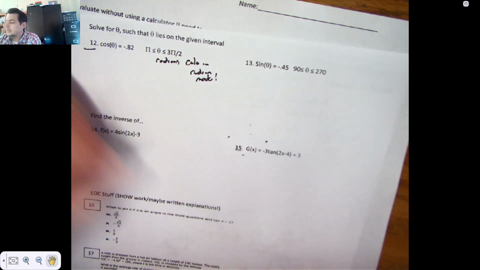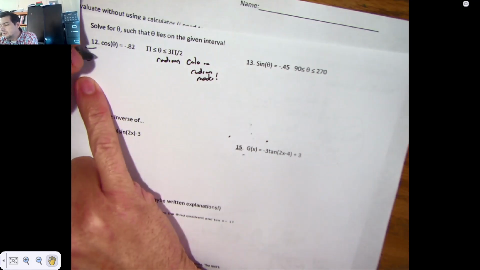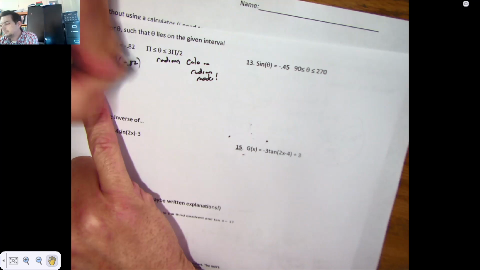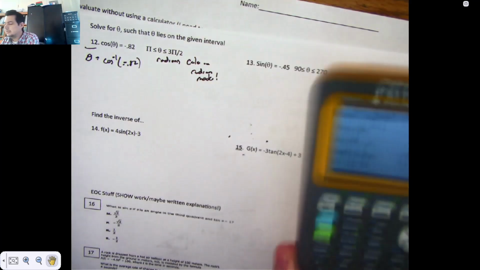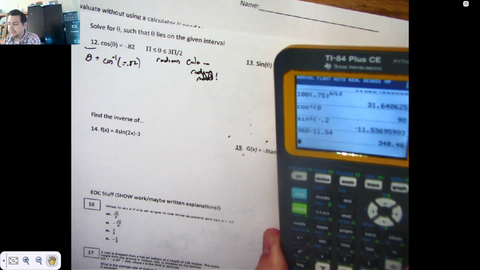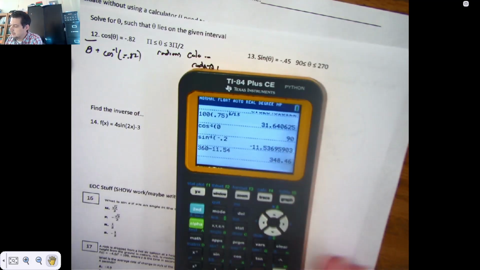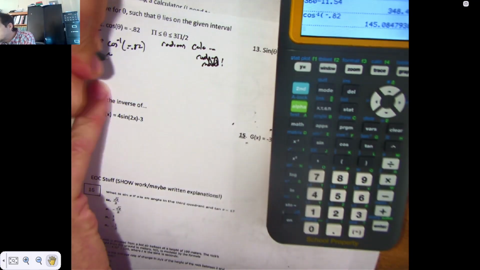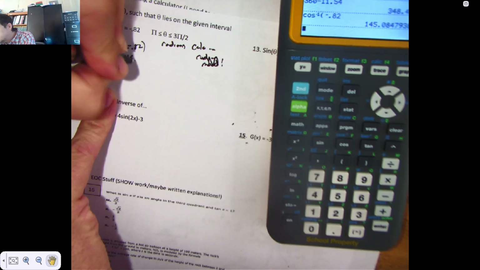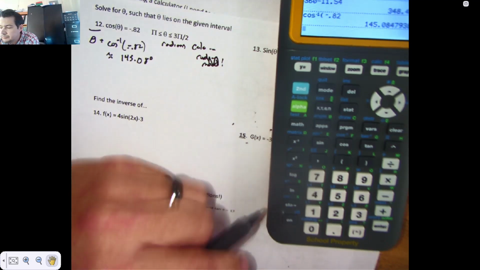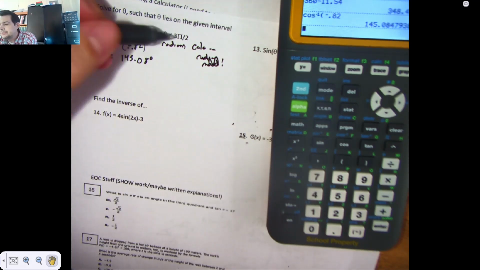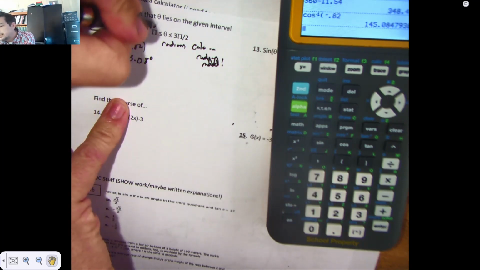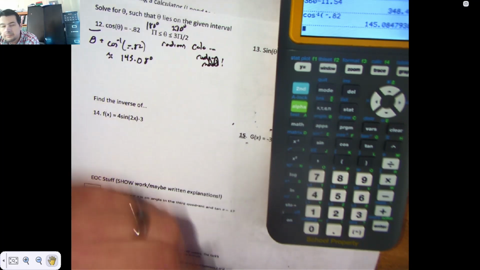All right. Theta would be the arc cosine of negative 0.82. Actually, we'll convert to radians later on. I'm going to leave it in degree mode because you have no idea how to graph radians. It's about 145.08 degrees. Now, if you're going to be between pi and 3 pi over 2, you're going to have answers between 180 and 270 degrees.